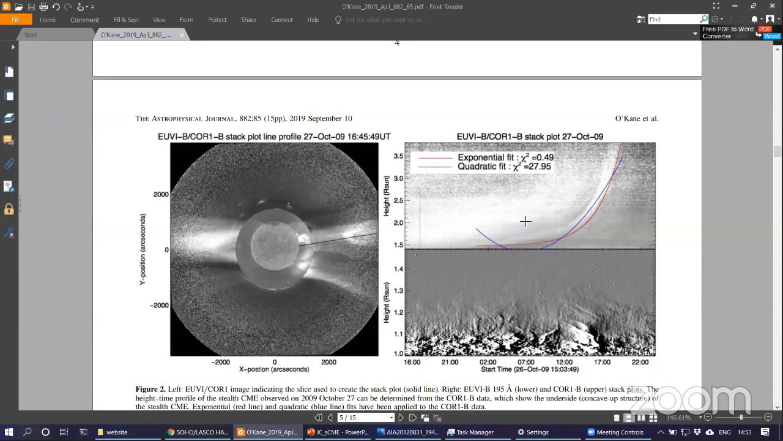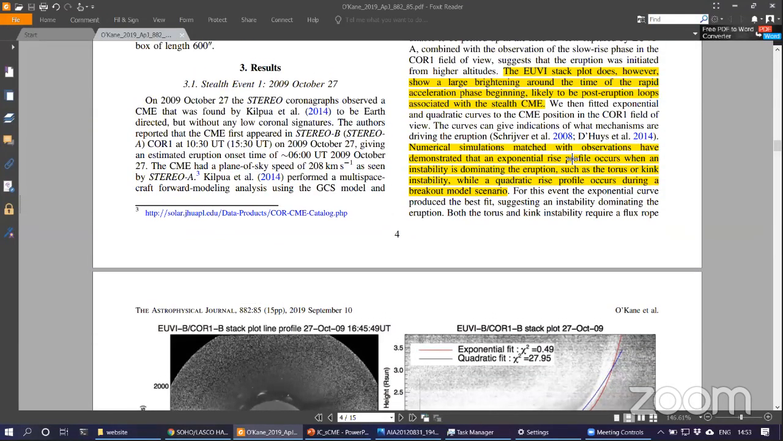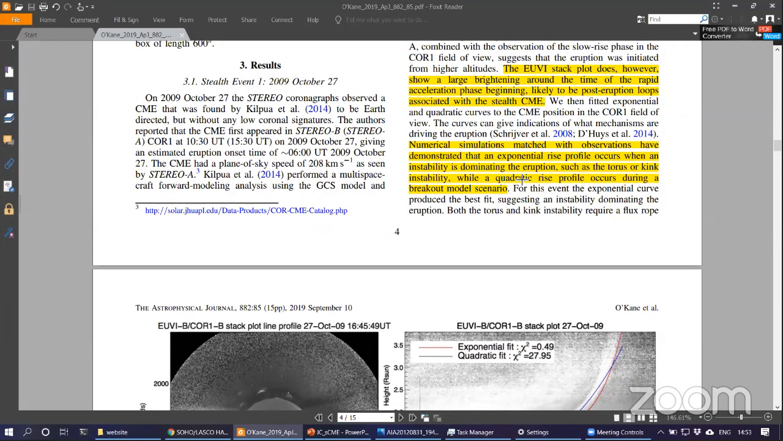Based on theoretical modeling and simulation, it has turned out that this exponential fit occurs whenever the instability is a torus or kink instability, whereas the parabolic or quadratic fit occurs whenever there is a breakout model scenario. So these are the different models for CME eruption, and based on just the kinematic profile, one can tell what kind of instability is leading to this kind of eruption.